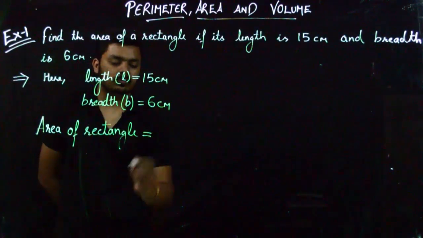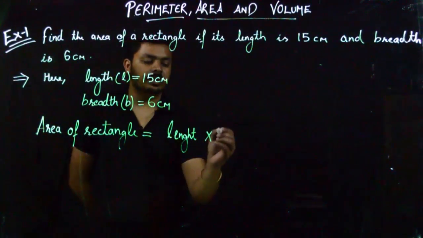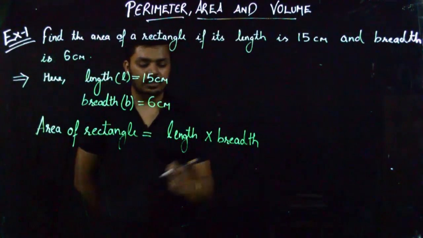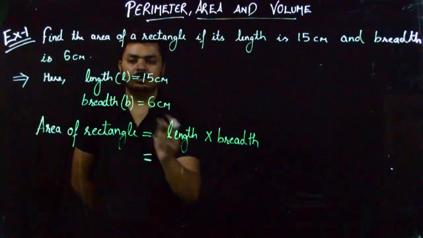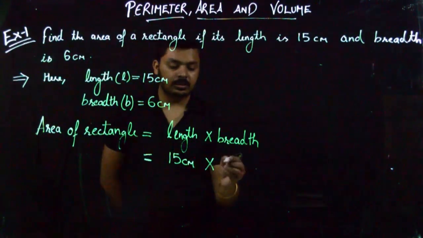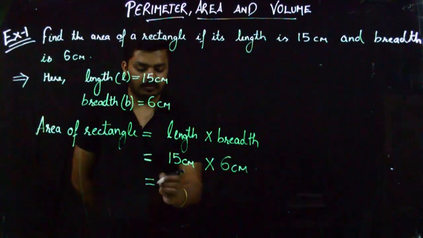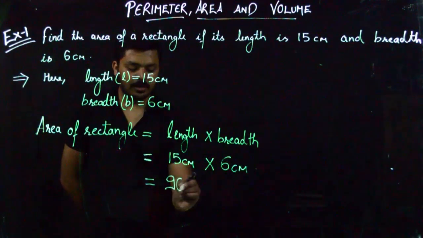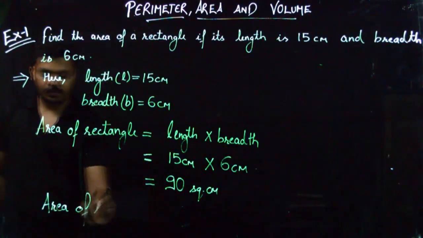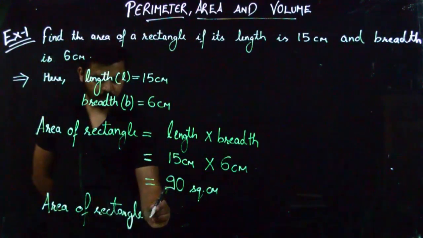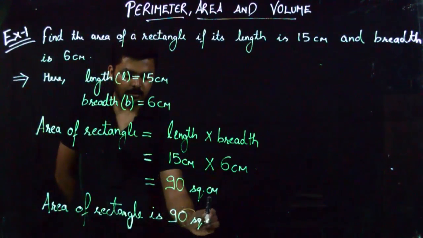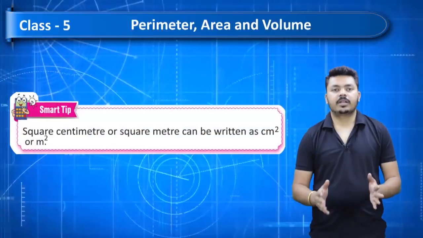is equal to length into breadth. So the area is basically the product of length and breadth. So the length L is 15 cm and breadth is 6 cm. So when we multiply, we get 90 square centimeter. So you can say the area of the rectangle is 90 square centimeter.